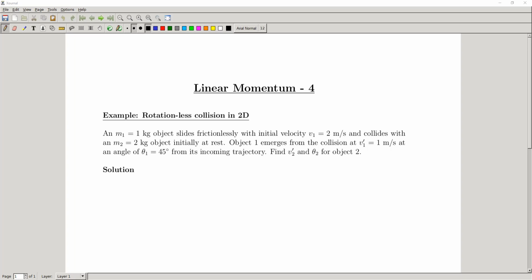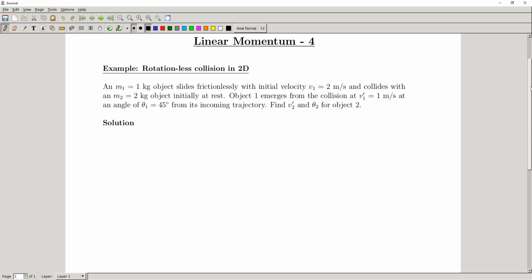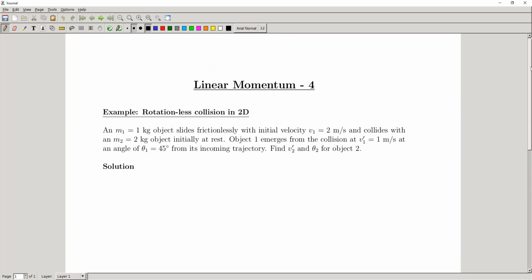Okay, and so we can get right into the problem. It's a bit of a longer problem, so we'll take a look at just this one problem, and that'll be the end of this module here. Okay, so what do we have here?